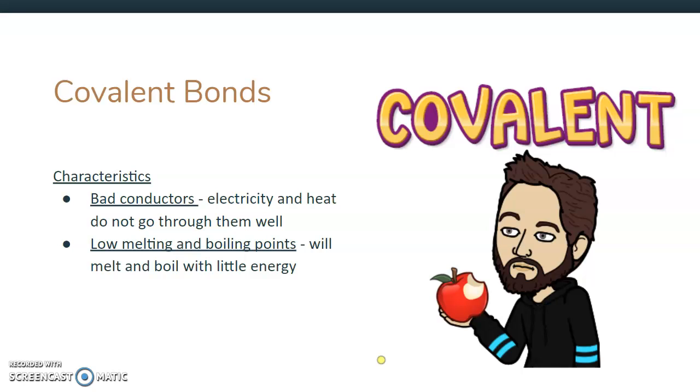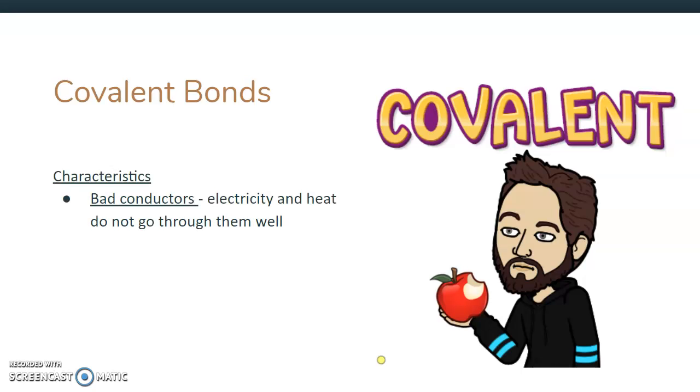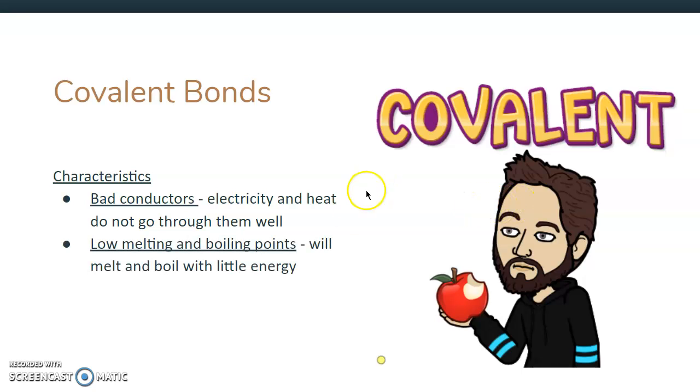For example, in my state, it gets really cold in the winter, so we have to have windows to keep us warm. And if we put some air, a covalent molecule like one of our diatomics, a lot of oxygen and nitrogen, in between two panes of glass, it helps insulate the heat inside so it stays warm inside and the cold stays outside. They also have low melting and boiling points, so it's very easy to get them to melt or to boil. So that is, I believe, all we have for covalent bonds today.